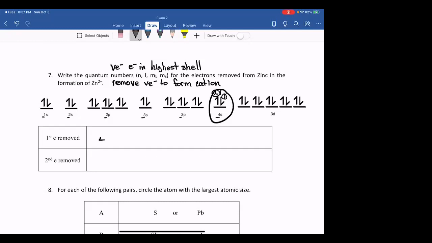So n is 4. Because it is an s, that means that l is 0. The only option for m sub l is 0. And because that was a down arrow, it would be a -1/2. The second electron would be 4, 0, 0, plus 1/2, because again, if it's an s, l is 0, which means its only option for m sub l is 0 as well. Did that answer your question, Mackenzie?